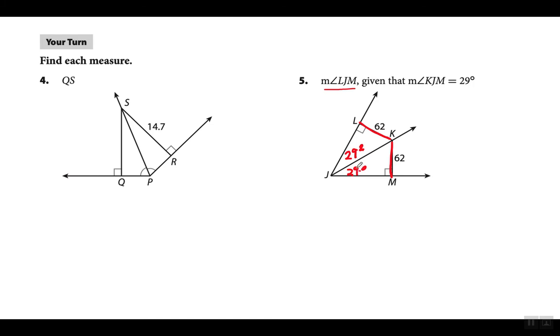All right, if this one's 29 degrees, this one's also 29 degrees. So the measure of the entire thing, LJM, has to be 29 times 2, which is 58 degrees.